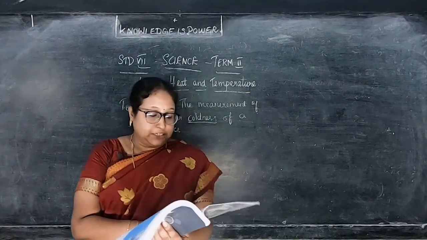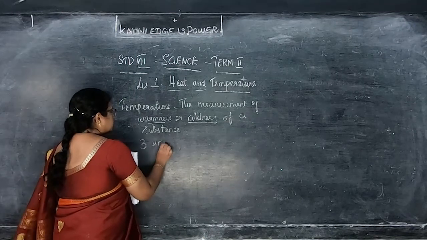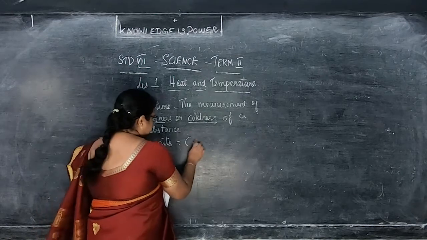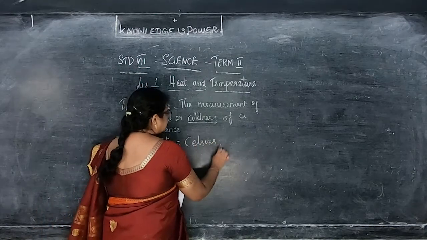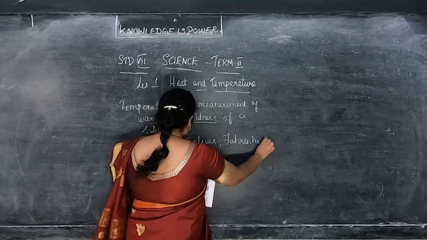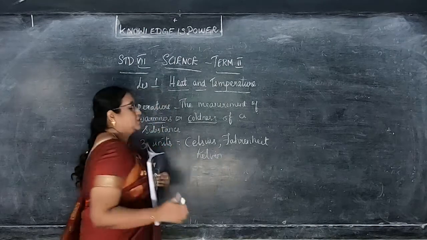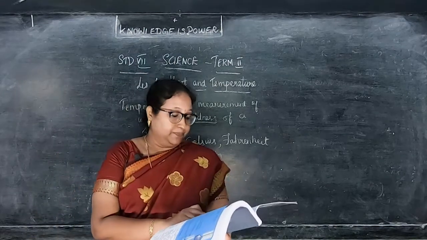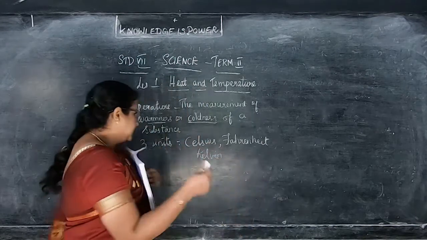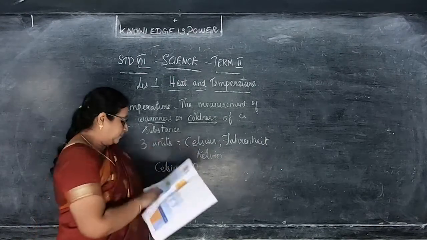Now we'll see the temperature units. There are 3 units. So how many units, children? 3 units of temperature. First one is Celsius, next is Fahrenheit and Kelvin. So what are the 3 units, children? Celsius, Fahrenheit and Kelvin. Now first we will say degree Celsius. Celsius is written as C, okay?